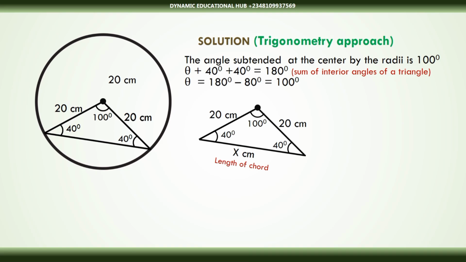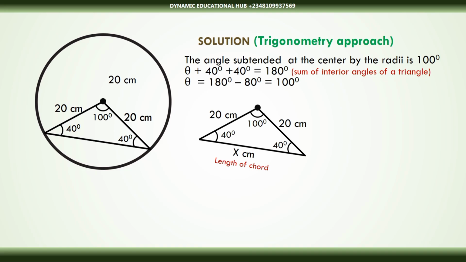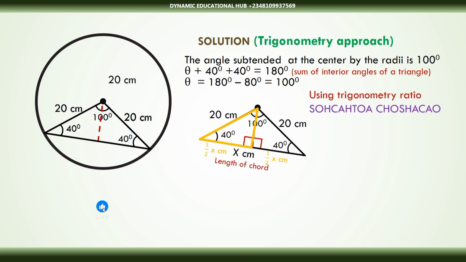Let's apply the first theorem. The first theorem says that the line from the center of a circle to a chord divides that chord into two equal parts. So let's draw the line. We draw a perpendicular line from the center, which is going to divide this chord into two equal parts. So x will be divided into two, which makes it half x centimeter and half x centimeter.